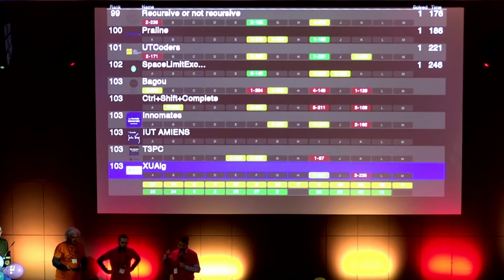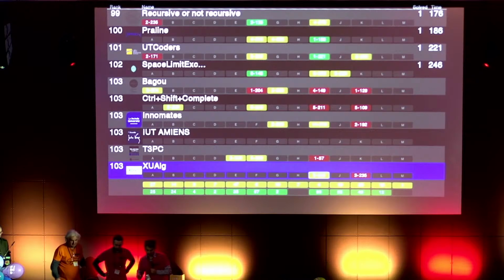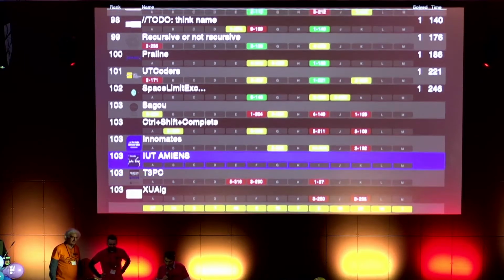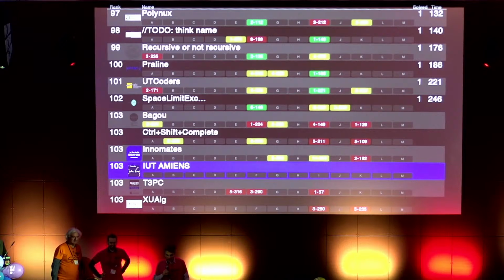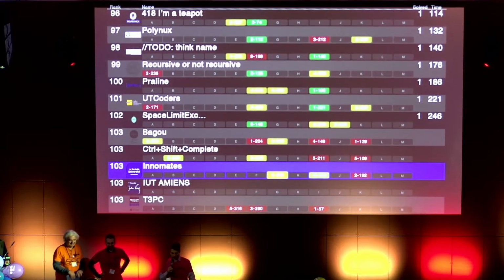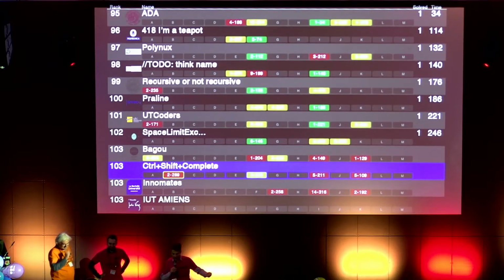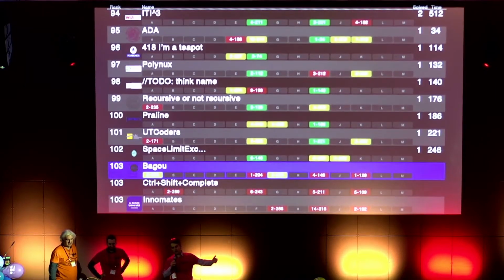Okay, good. XArg, will they be able to solve it? No. And T3P, will they be able to solve E? No. And F? No. Okay. Innomate, will they be able to solve it? No. And the next one, the I? No. Oh, too bad. B for Control Shift Complete. And F? No. Oh, too bad.